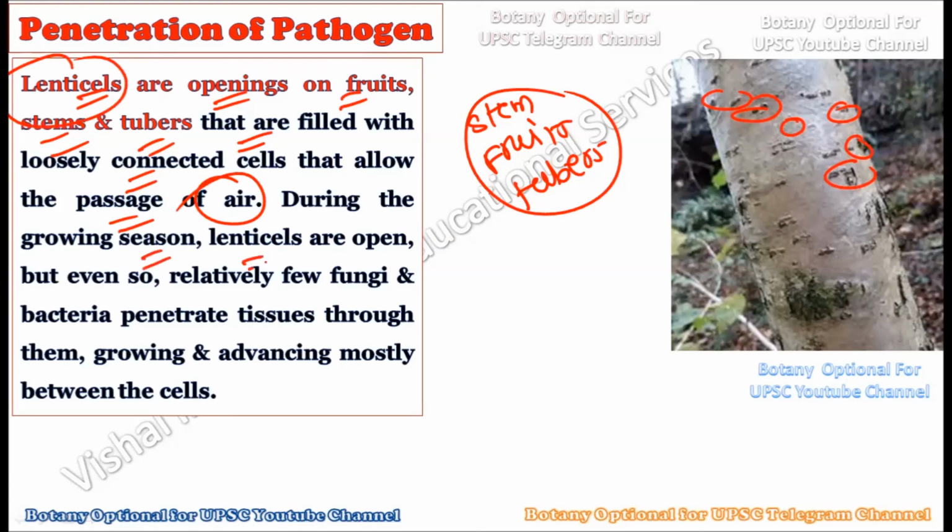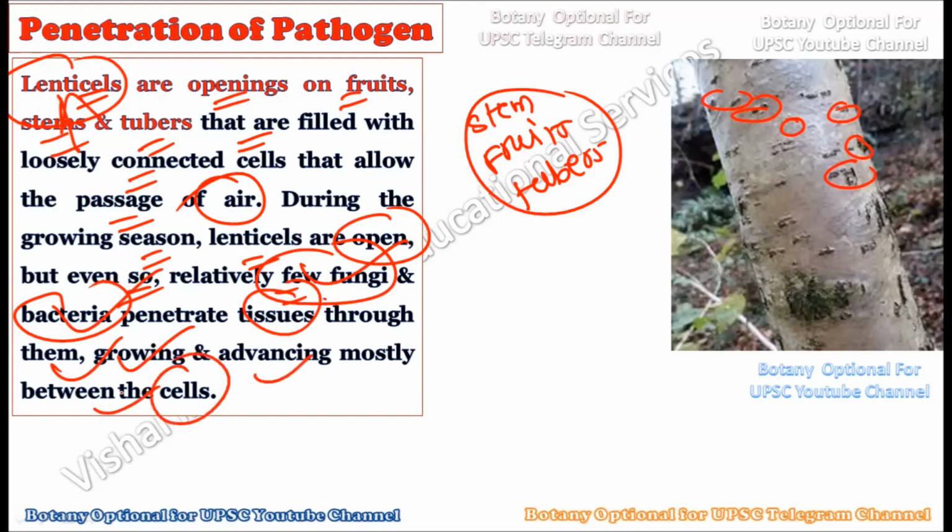Now during the growing season, these lenticels are typically open, and even so relatively few fungi and bacteria can penetrate the tissue through them. So lenticels are also utilized by a few fungi and bacteria as a means to enter within the plant body. Then they grow and advance mostly between the cells, causing infection internally within the plant body. So lenticels, just like the stomata and the hydathodes or the nectarthodes, are another natural opening in the plant body, and these lenticels allow bacteria or fungi to enter and create infection within the plant body.